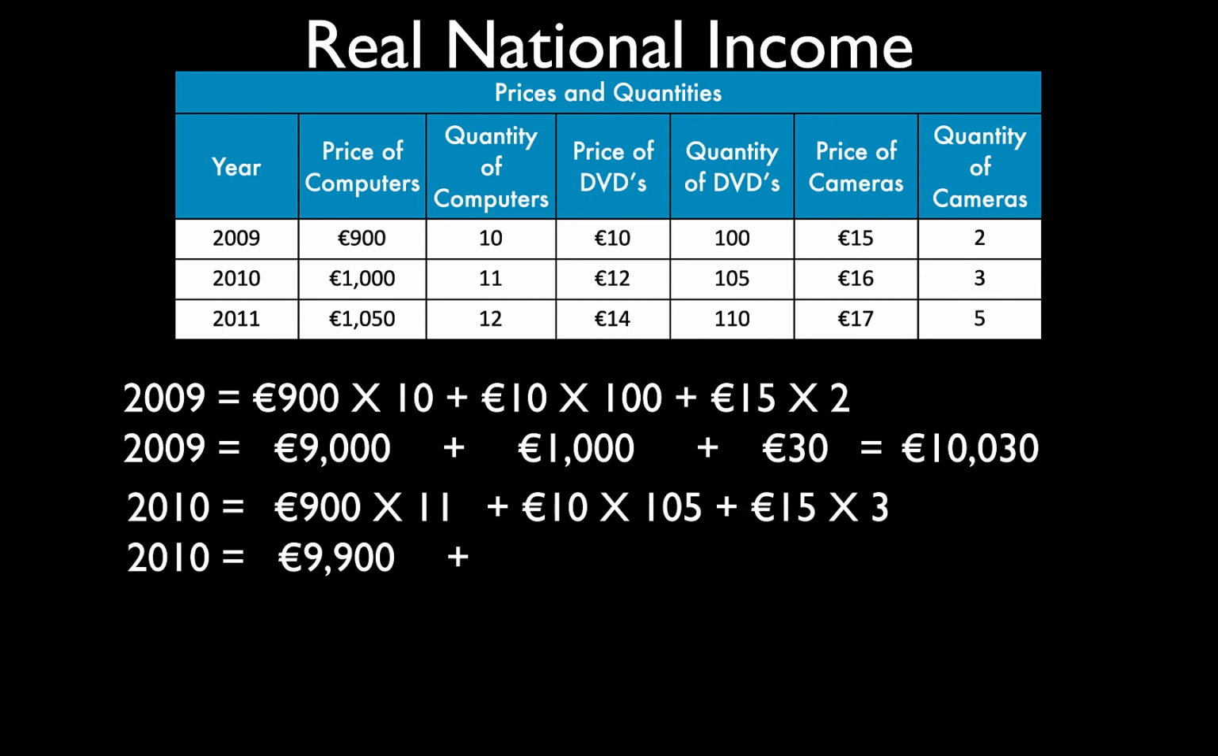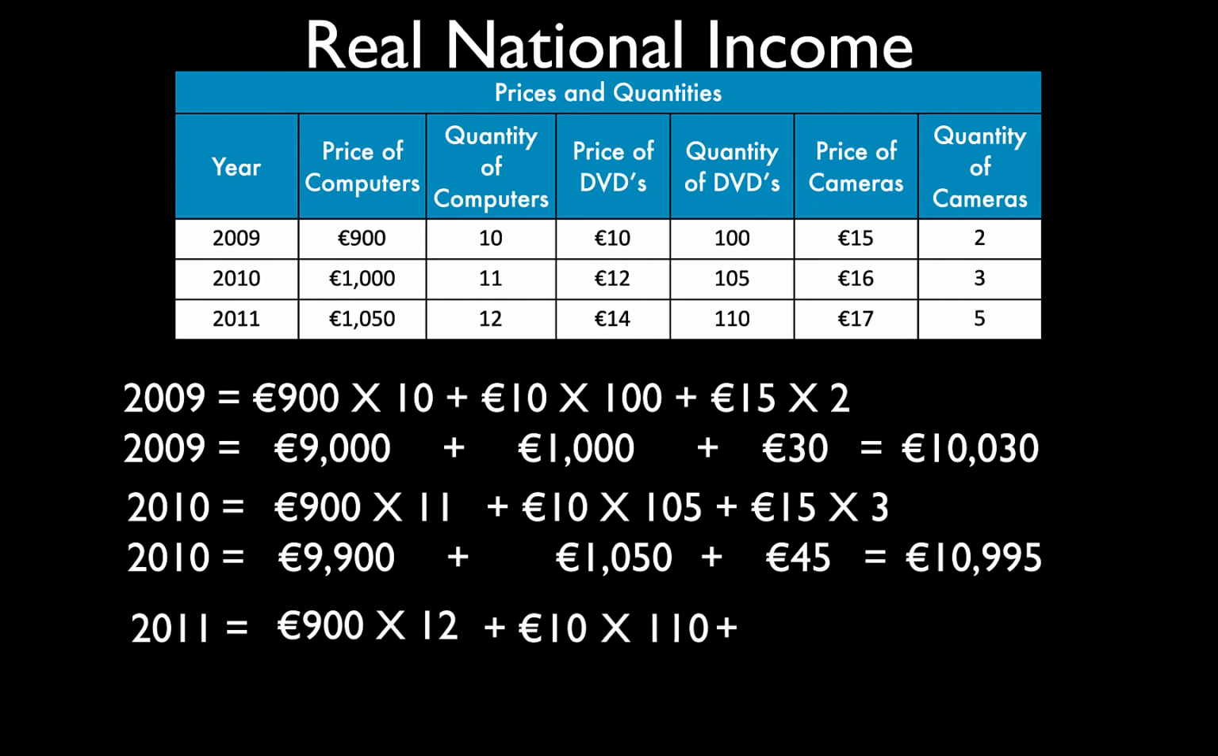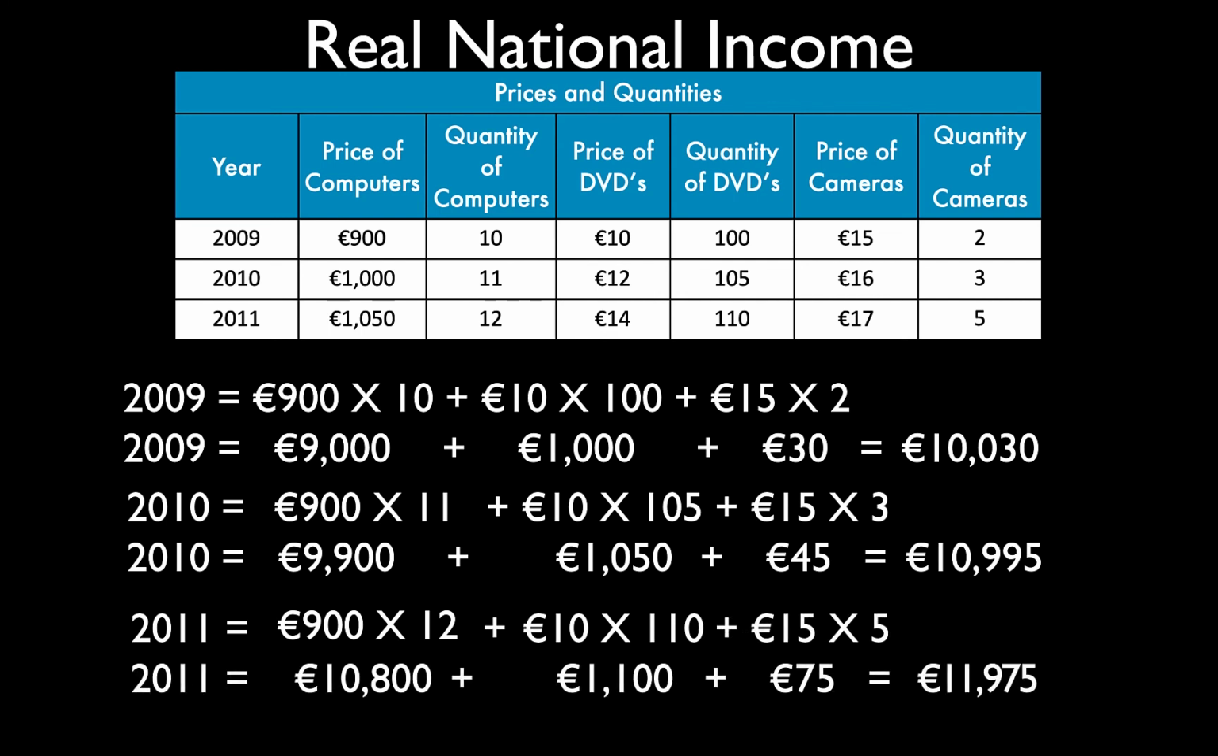So for 2010, I'm using 2009 prices, but 2010 quantities, and I get that. For 2011, I'm using 2009 prices, but 2011 quantities, and that is my real national income. These are the real national incomes. Okay, now again, this is using a base year, which is the prices that exist in 1 year. You actually can use 2011 prices or 2010 prices. The convention is always to use the first one. It will give you different answers, but the rate of change will be the same.